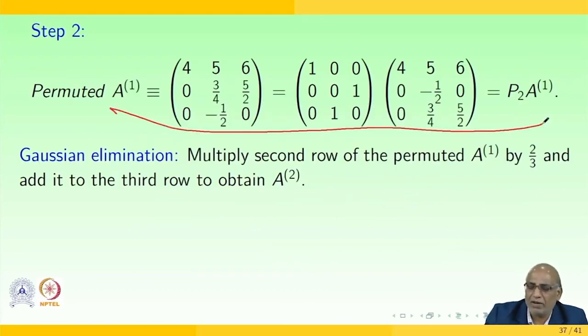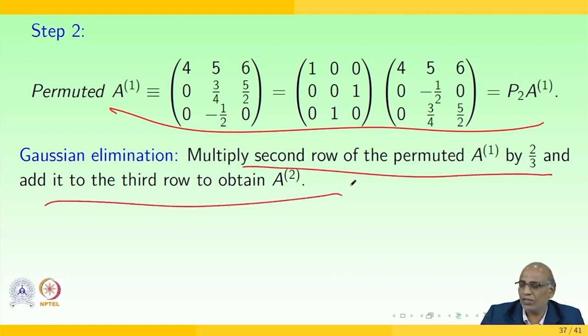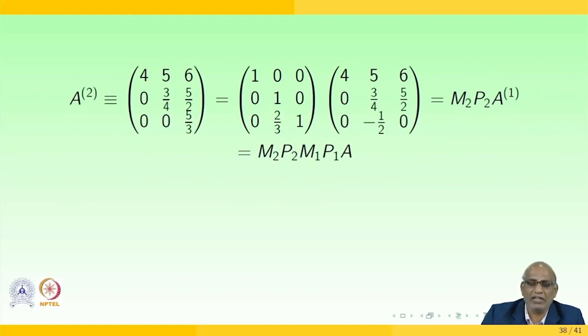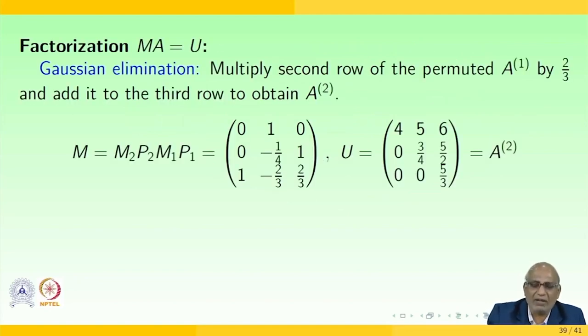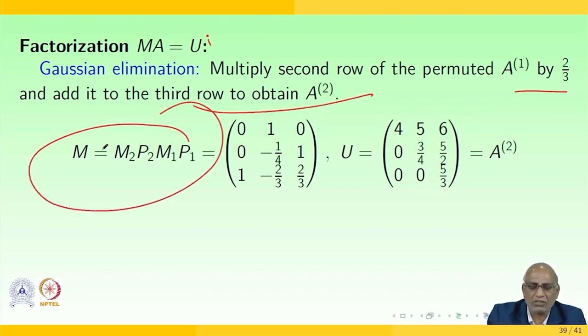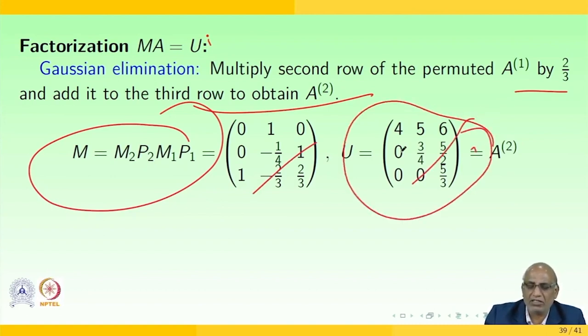In the second step, the permuted A1 is P2 A1. In Gaussian elimination, multiply the second row of the permuted A1 by 2 by 3 and add it to the third row. Then you get A2 as 4, 5, 6, this matrix, and this is the form of the matrix you get after this step. So when you factorize, M2 P2 M1 P1 A is equal to U. In Gaussian elimination, you multiply the second row of the permuted A1 and add it to the third row. This is the process, so this is the matrix and this is U. When you apply these matrices, you get back to the original.